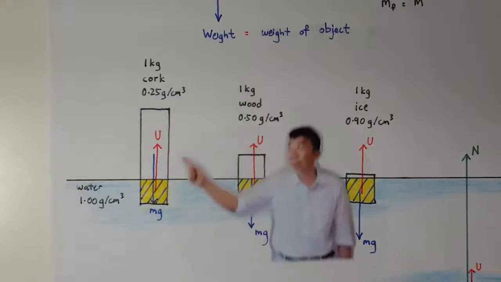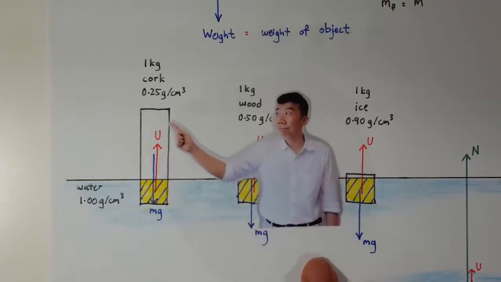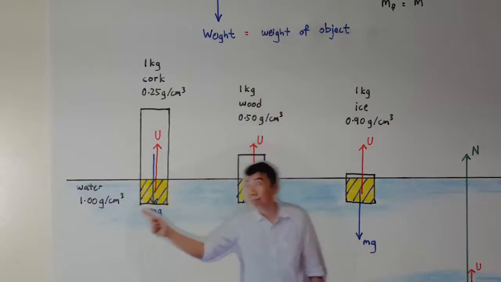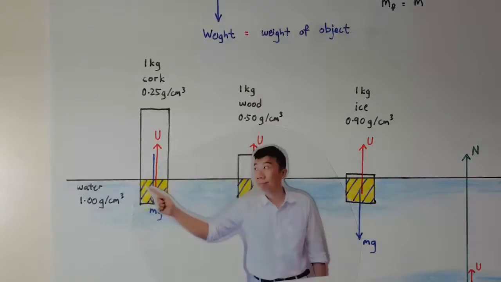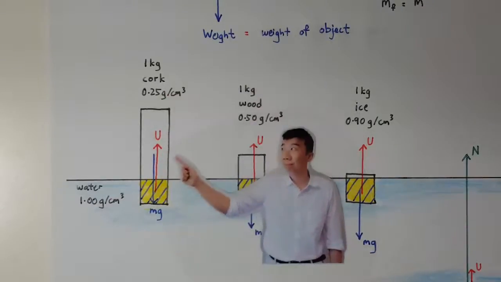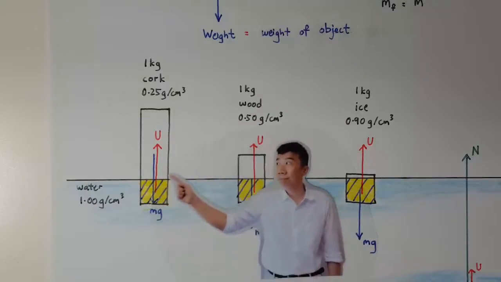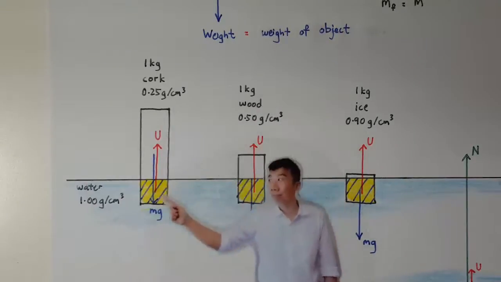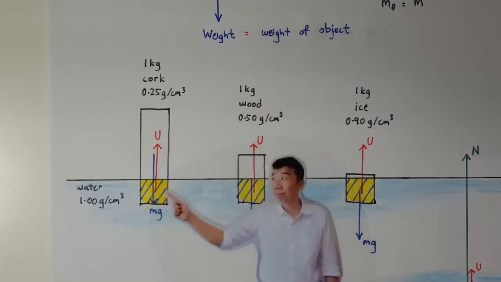What I have here is a kilogram of cork. It's floating in water with a quarter of its volume submerged. This is because water has 4 times the density of cork. So this amount of water here actually has the same weight as the piece of cork. So the weight of the fluid displaced is equal to the weight of the object. That's why it floats.